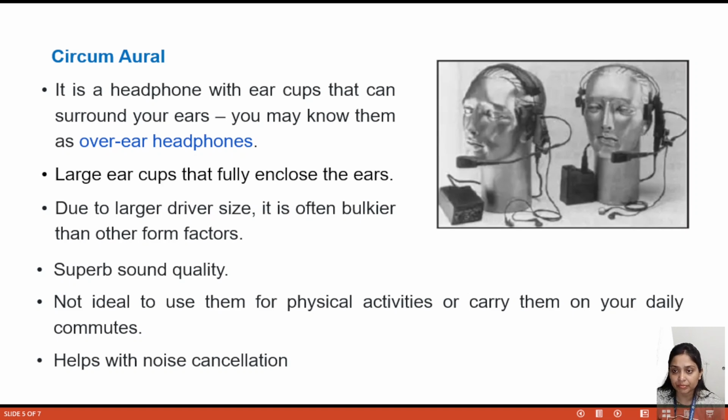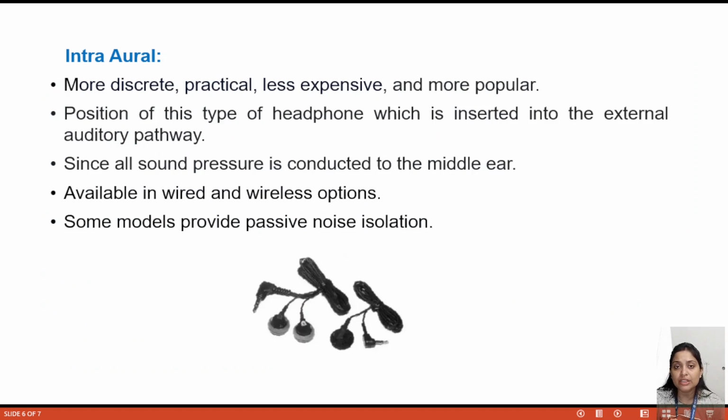So it is a little bit better than the supraaural. Now, intraaural headphones are something everyone nowadays, I think, has, because they are very cheap. But they are a little bit not good for our ear, because we have to insert them inside our ear. One by one we will go through all the points.